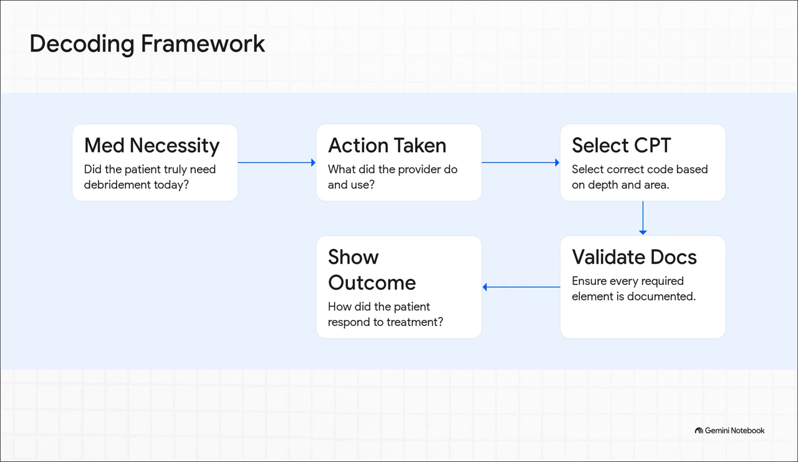Second, review the actual action. What exactly did the provider do, and what specific instruments were used? Third, select the correct CPT based on the depth and area. Fourth, validate documentation to make sure every single required element is actually in the text. And fifth, show the outcome. How did the patient respond, and what is the updated plan? This is the exact lens through which an auditor is going to view your chart.